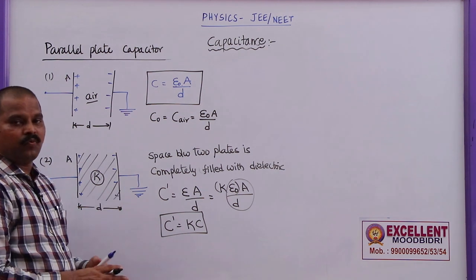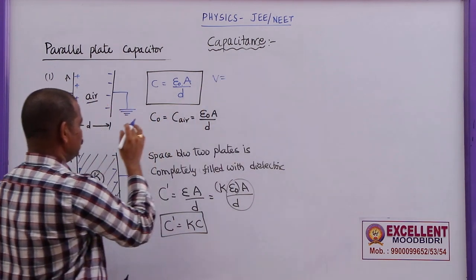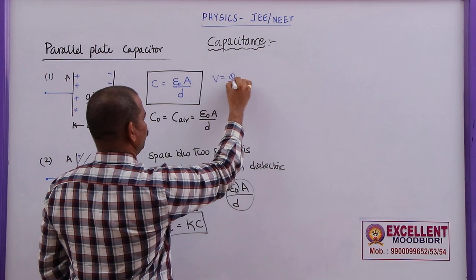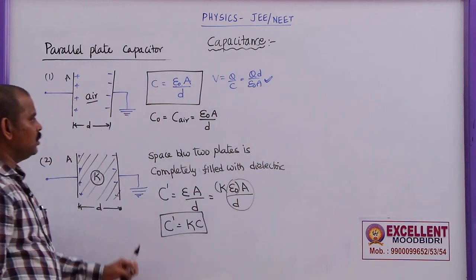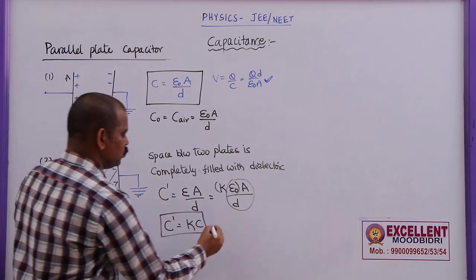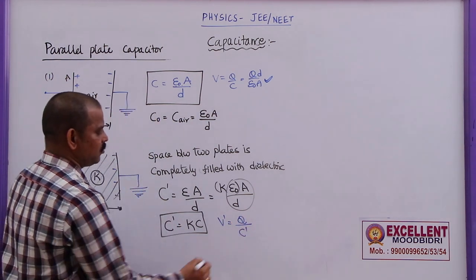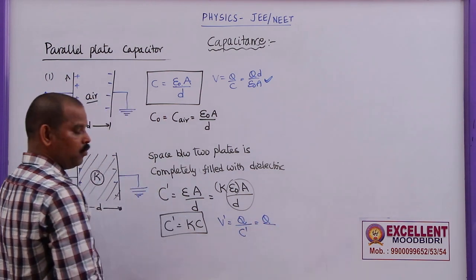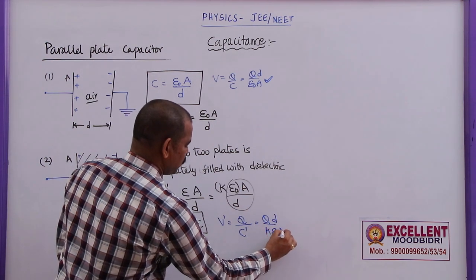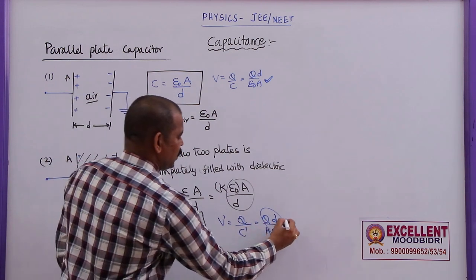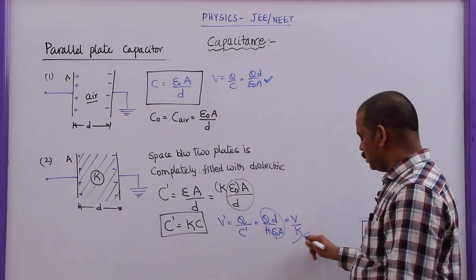In the same case, how to find the potential? Here, how to find the potential? V is equal to, we know that C is equal to Q by V, or V is equal to Q by C. This is Q by epsilon naught A by d. So, this is the potential between the two plates with air. But what is the potential with the dielectric? The potential V dash is given by, since the charge is not changing, the capacitance is C dash. So, it is Q by C dash, that is Q by K epsilon naught A by d. So, if you write this, it is Q d by K epsilon naught A. This is the original potential divided by K. So, whenever a dielectric is placed between the two plates of a capacitor, the potential decreases by K times. So, here I proved this.